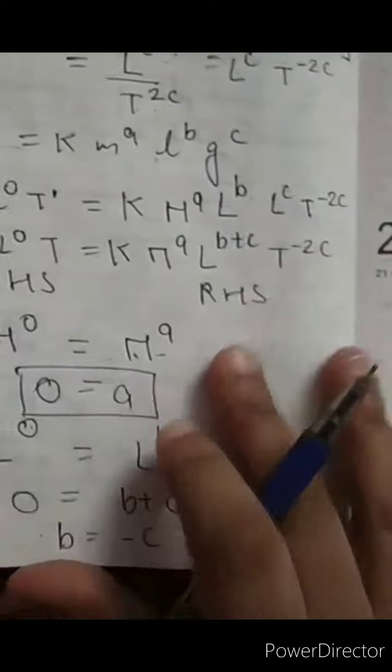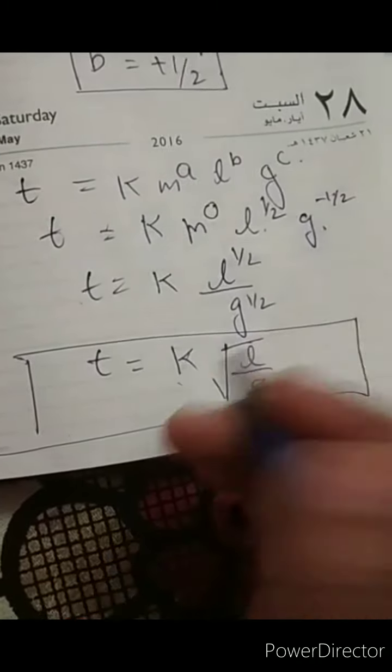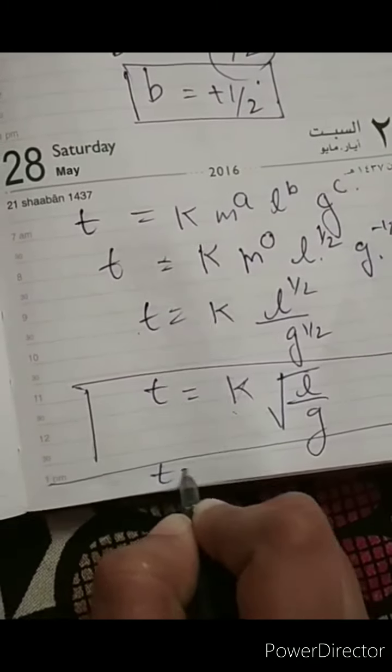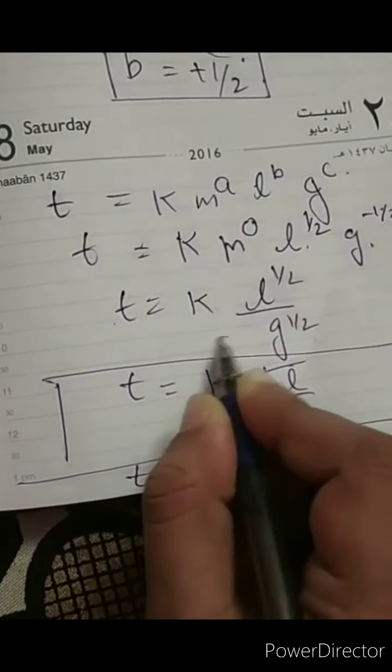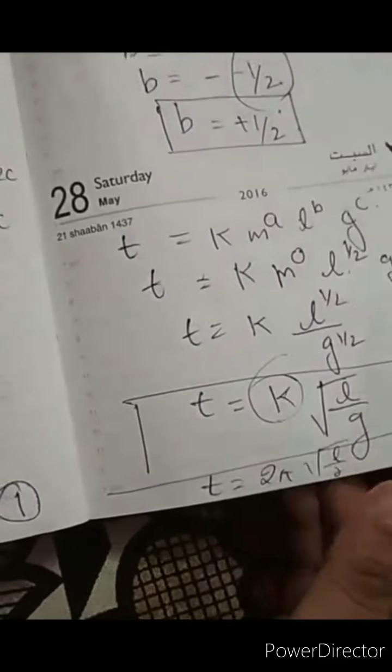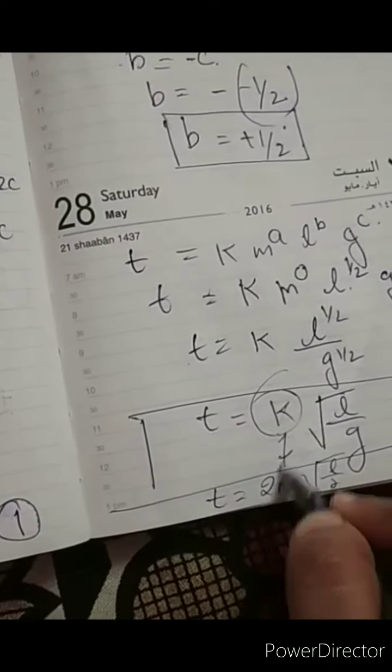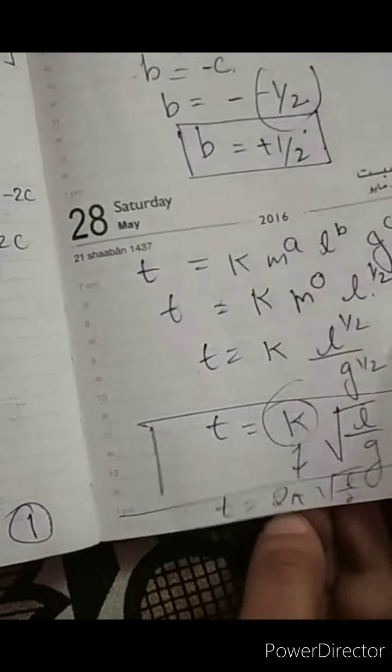This is my question number 1. If you want to know, the value of K is generally 2 pi, and you can find this constant by other methods. We are not dealing with this right now, how to find the proportionality constant. So let it be like this.